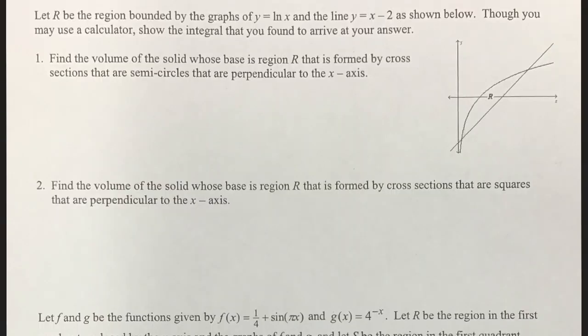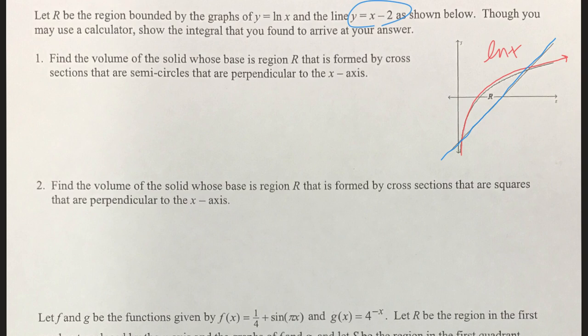Okay, so here's the worksheet that my students have here. So here we have a region. This line is y equals natural log. Hopefully you recognize this as a natural log function. It has an intercept at 1, 0. So there's natural log of x, and then this is your linear y equals x minus 2.